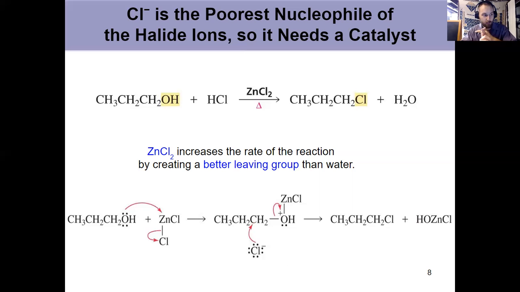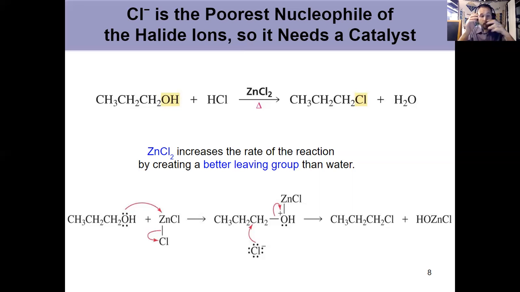HBr, HI, nothing to worry about. If you're trying to use HCl with an alcohol, you have to use a zinc chloride catalyst as well. So make sure you have a list of all these different requirements: whether or not they require heat, whether it's SN1 or SN2, and whether they require a catalyst like this one.